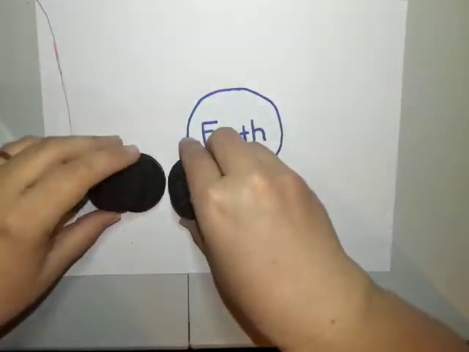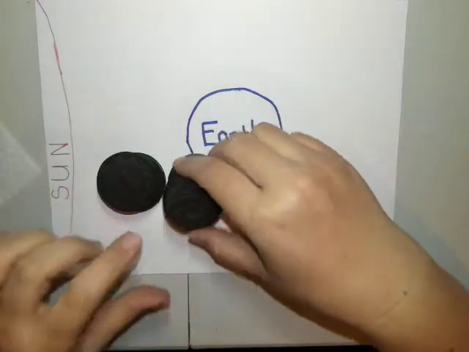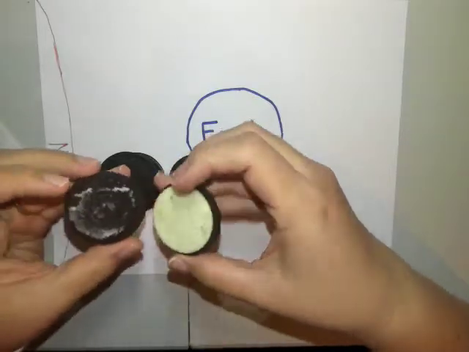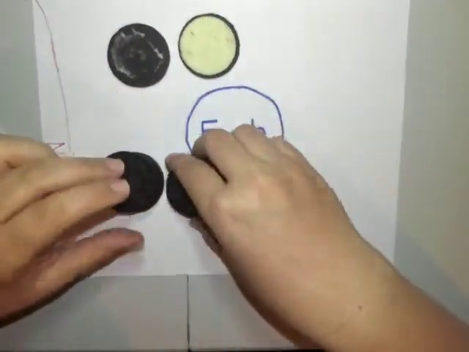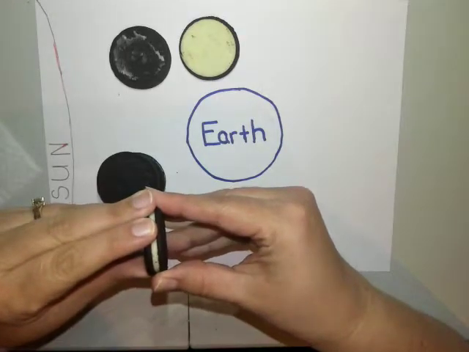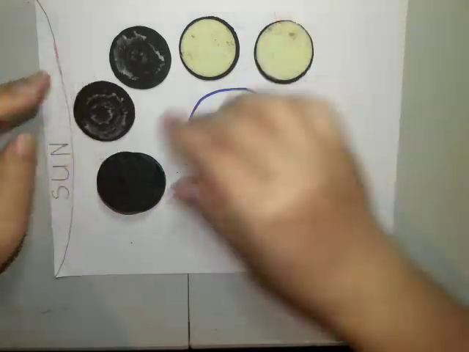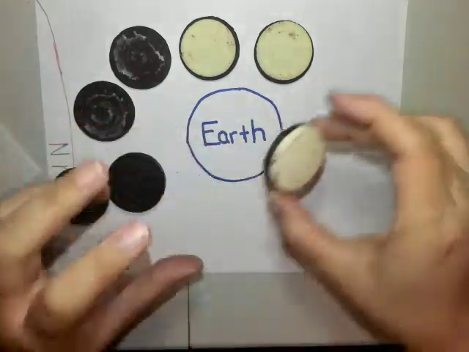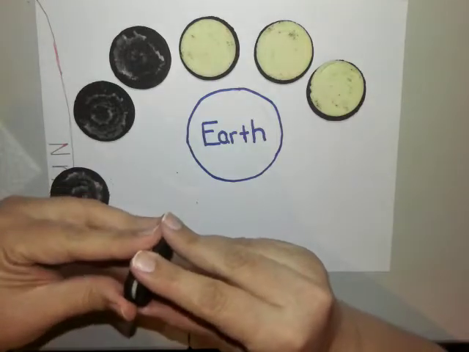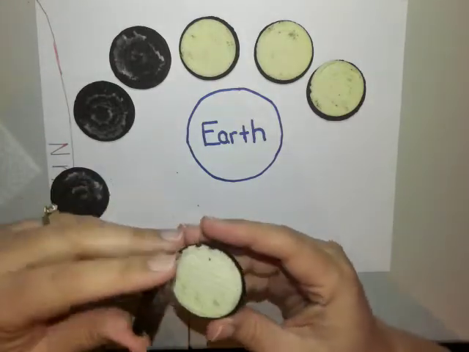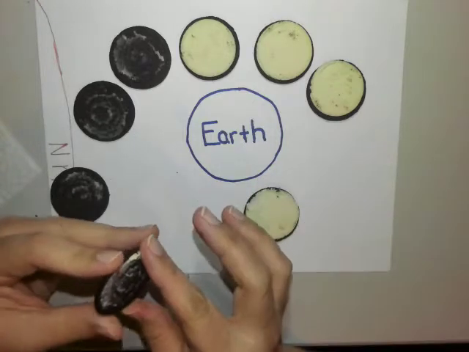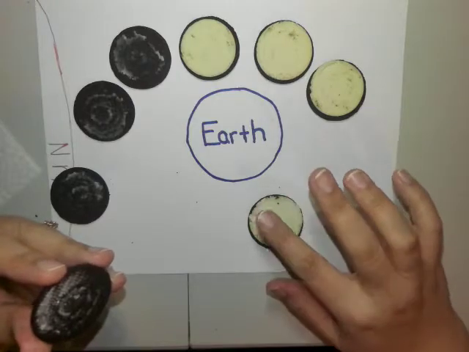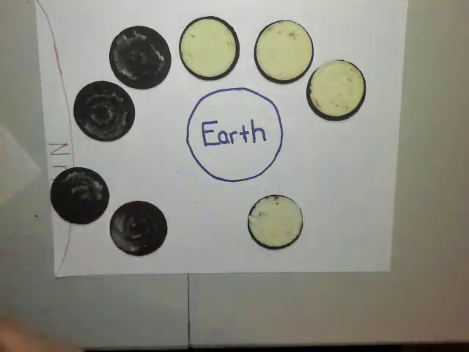Okay, so for our model today, we are going to use our Oreos, and I'm going to very carefully break these apart into halves. Some of the things that we need to remember is that the moon does not produce its own light. So the light that we see when we see the moon outside, whether it's daytime or nighttime, is actually light that is reflected from the sun.